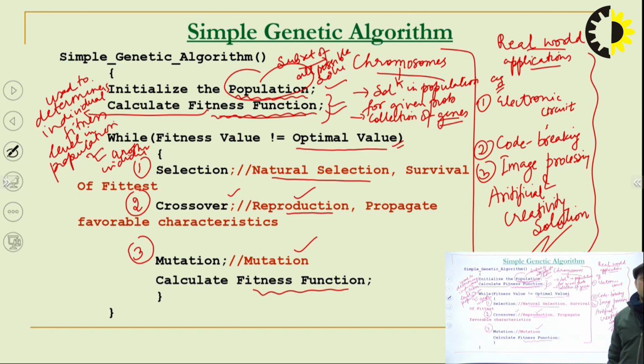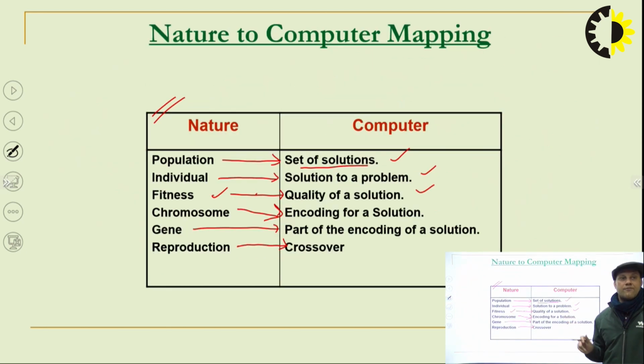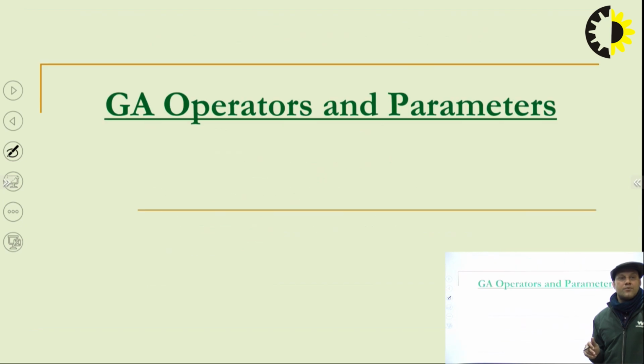Okay, students. So I have just finished my concept. I think you all understand this. What is genetic algorithm? You have to keep in mind these three concepts: selection, crossover, and mutation. What are the processes that we use, and what is the nature to computer mapping.